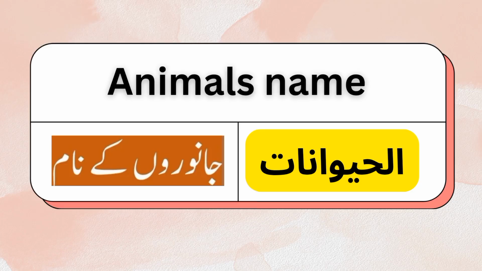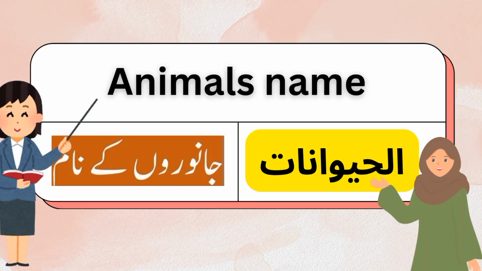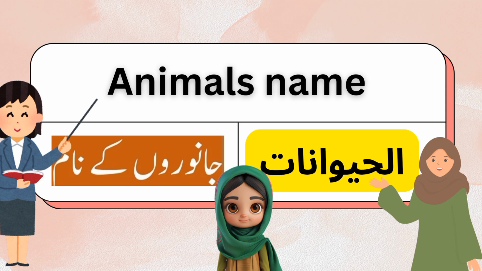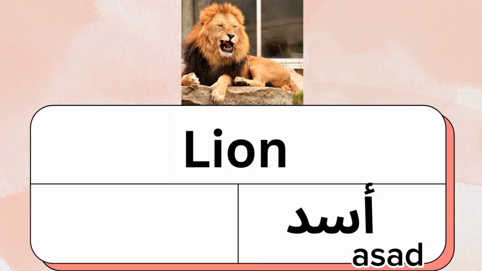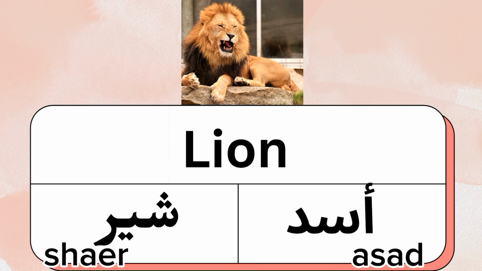Today we will learn animals' names in English, Arabic and Urdu. Let's start. This animal in English is called lion. In Arabic, asad. In Urdu, sher. Lion, asad, sher.